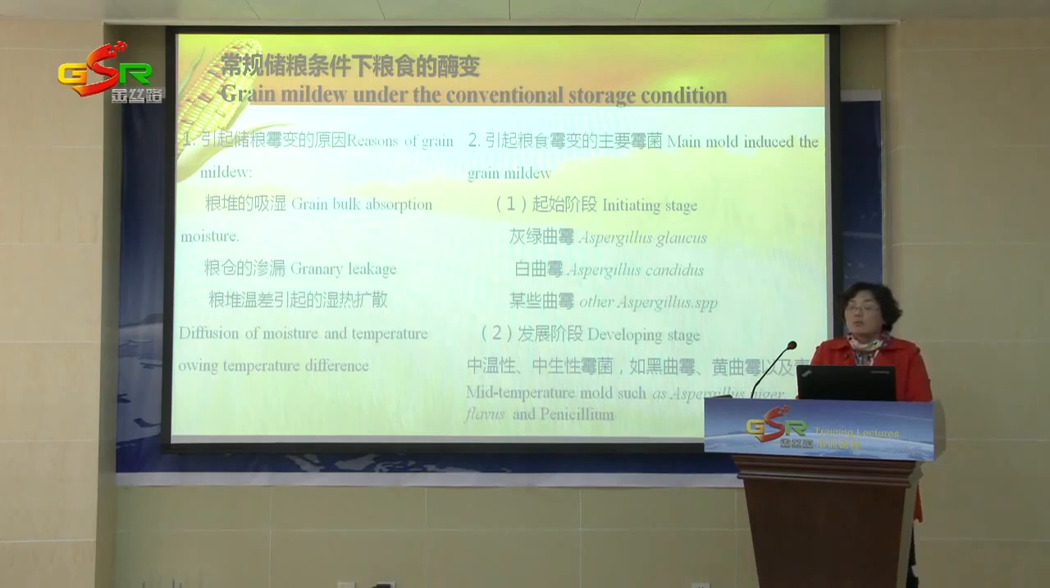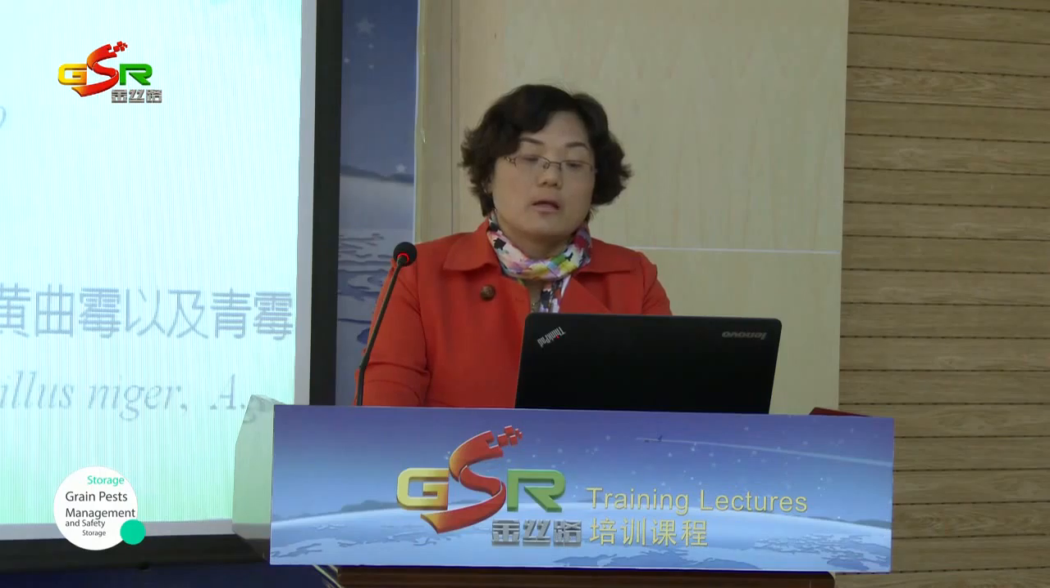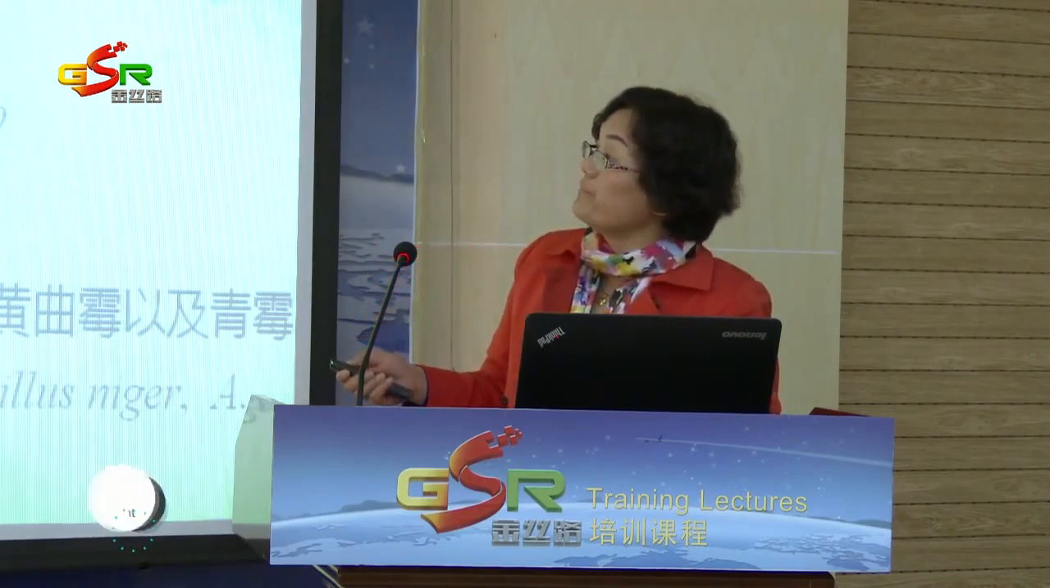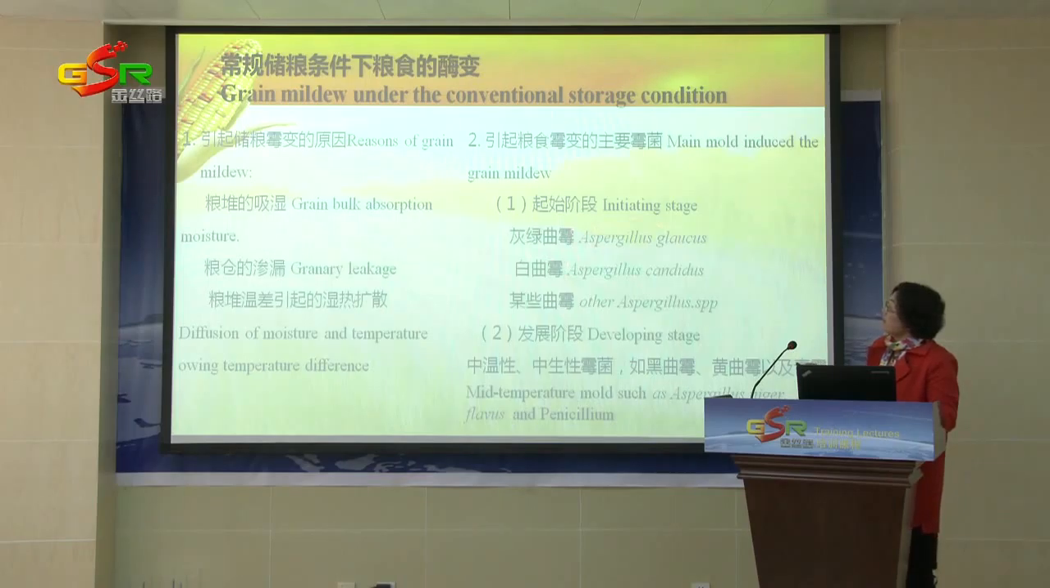This means the molds can induce the grain mold. At first, at the germination stage, we can find there are three Aspergillus: Aspergillus glaucus, Aspergillus candidus, and other Aspergillus species. All of these molds can produce grain mold at the early stage.